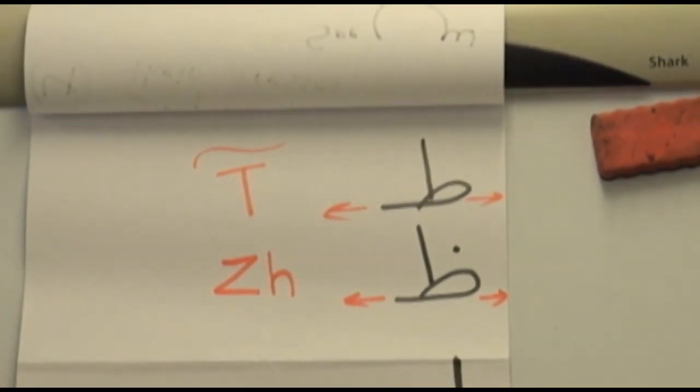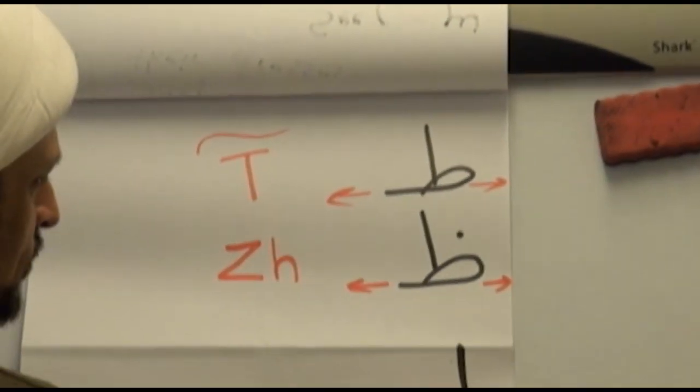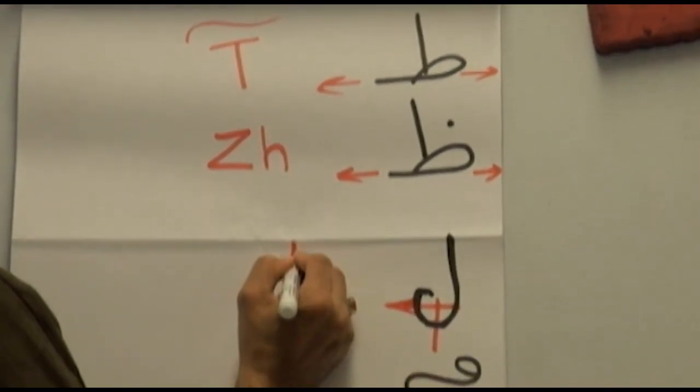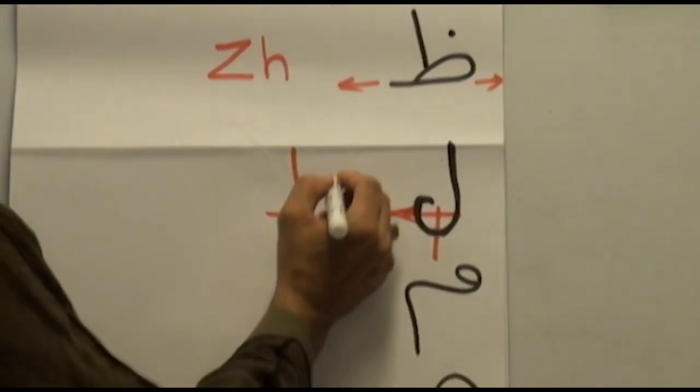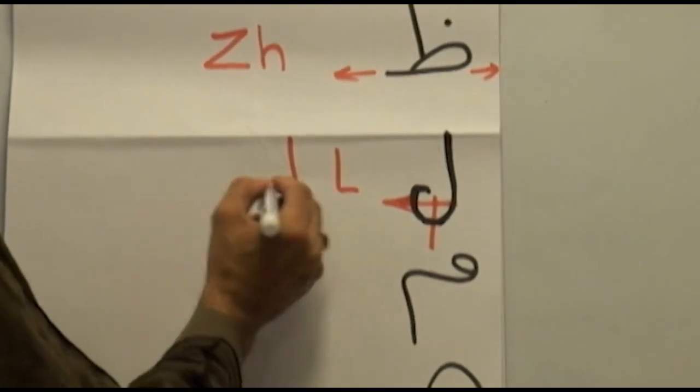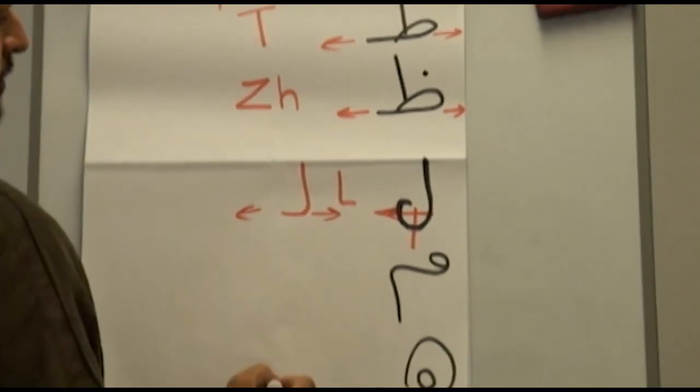Okay? Lam, you cut the tail and stretch it, so it becomes like this. Lam is like an L, and it connects from both sides.